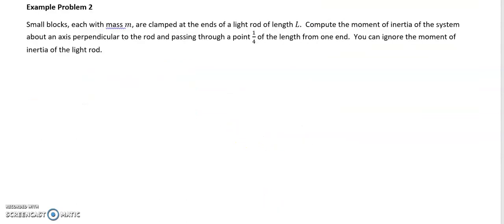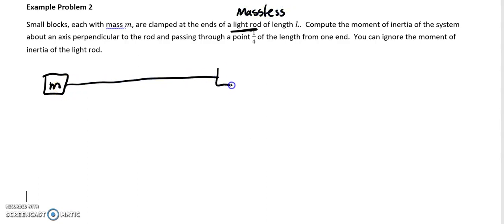Great. Okay, so we have one more example problem that we're going to go through together. First, I encourage you to read this problem, try it yourself, and then you can check back in on the video. So in this problem, we have small blocks, each with mass m, so I'll go ahead and draw that out. Small blocks, each of mass m, are clamped at the ends of a light rod of length L. A light rod is kind of synonymous with a massless rod, so we don't care about the inertia of the rod. Great, so here's this. The length of the rod is L.